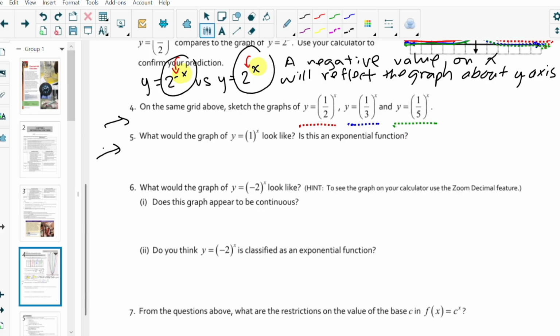Okay, what would the graph of y equals 1^x look like? Let's do a couple test values.